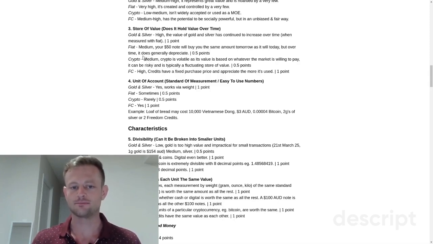Crypto, well, that's a medium as a store of value. It's quite volatile, as its value is based on whatever the market is willing to pay, because crypto is more a speculative asset.